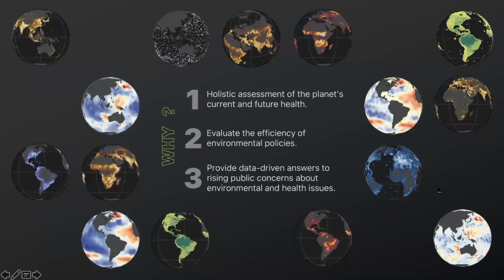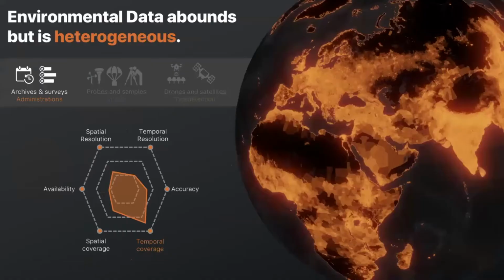So one way to tackle the current environmental crisis is to build an Earth digital twin, or an exhaustive computer simulation of our planet, allowing us to better assess its current and future health, as well as evaluate the efficiency of environmental policies, or finally provide data-driven answers to rising public concerns about environmental and health issues.